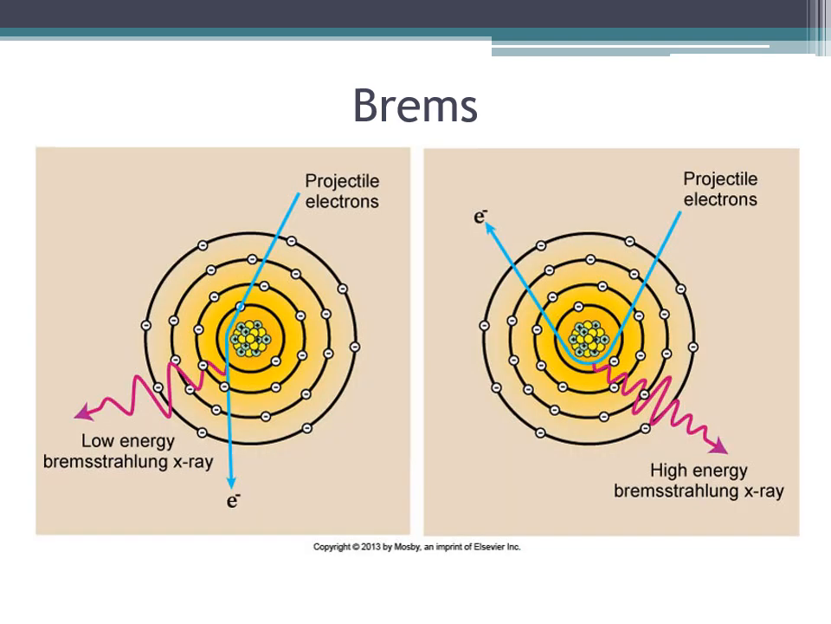In the BREMS interaction, we have a projectile electron, which is a negatively charged particle that's coming from the cathode. It's going to be attracted to the nucleus, which is positively charged on this atom. It's going to change direction because it's going to get kind of sidetracked, and then the loss of energy is our X-ray photon that results in this process. We can have this occur at different distances from the nucleus, so therefore we can have low energy, medium energy, and even high energy BREMS X-rays.